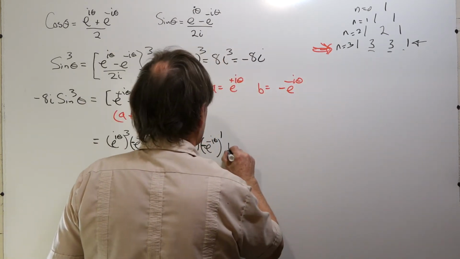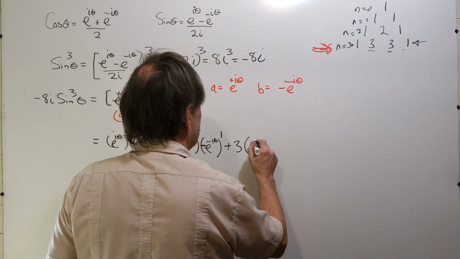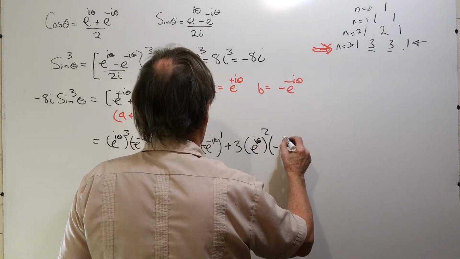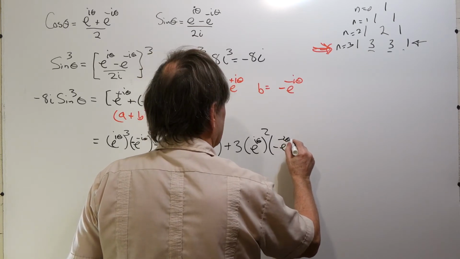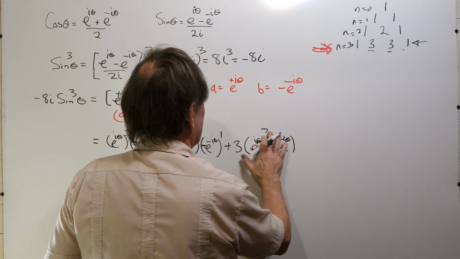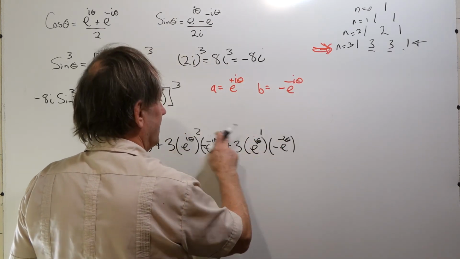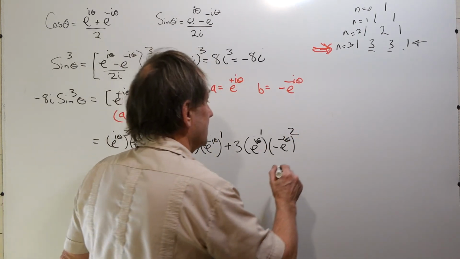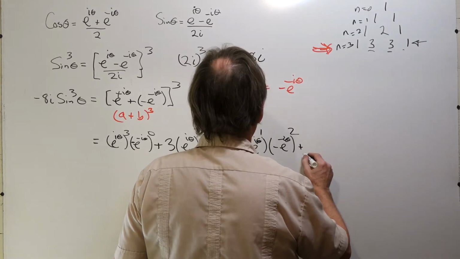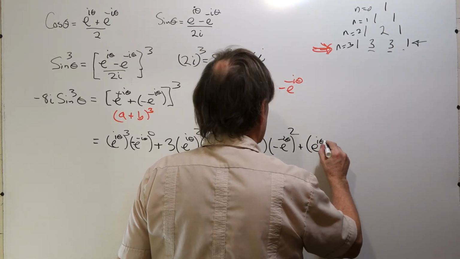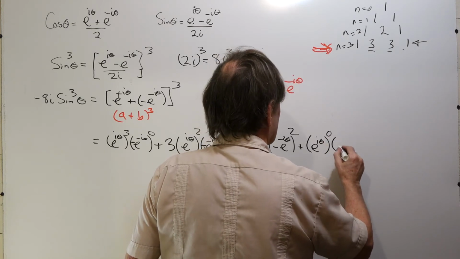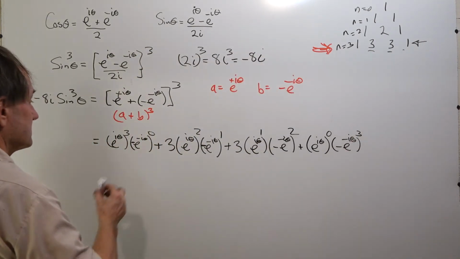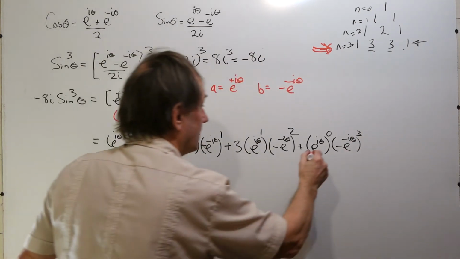Our next term, the third term, has a coefficient of 3, so we have e to the i theta, not squared, but 1, times minus e to the minus i theta squared. We're decrementing the power here and incrementing the power on minus e to the minus i theta. Then the last term has a coefficient of 1. It's e to the i theta to the 0 power times minus e to the minus i theta to the 3rd power. And again, anything to the 0 power is equal to 1.